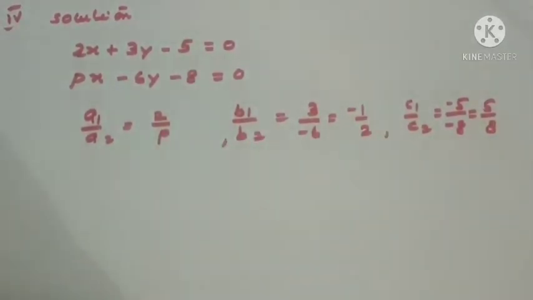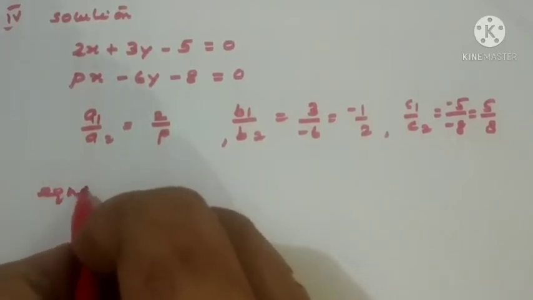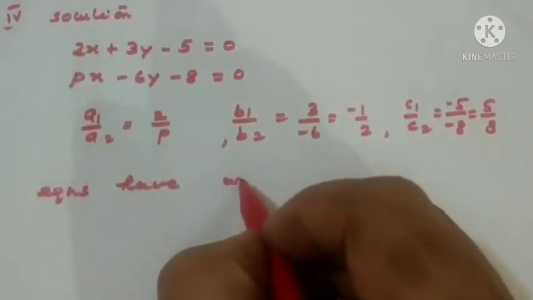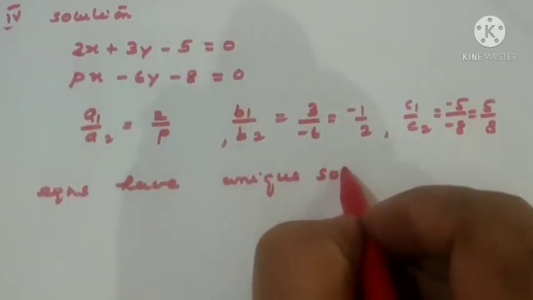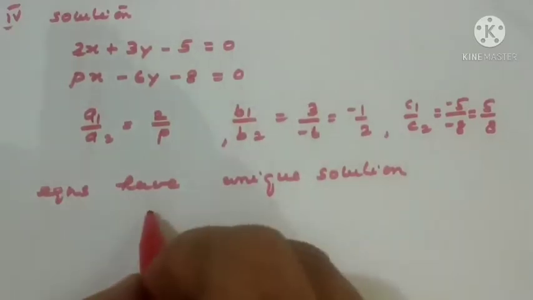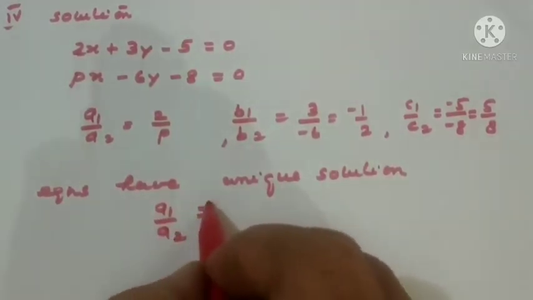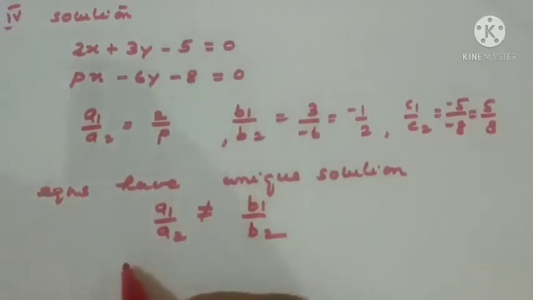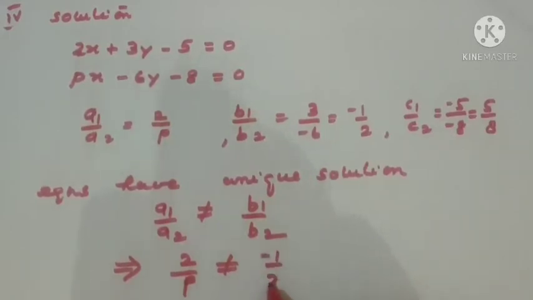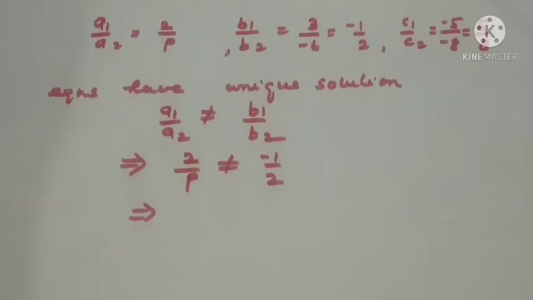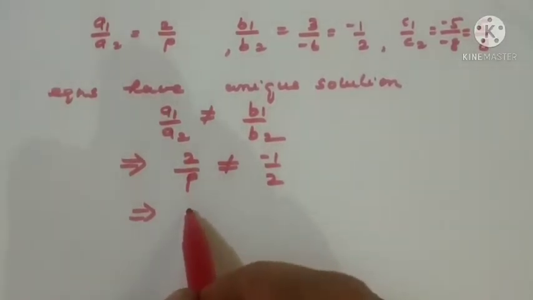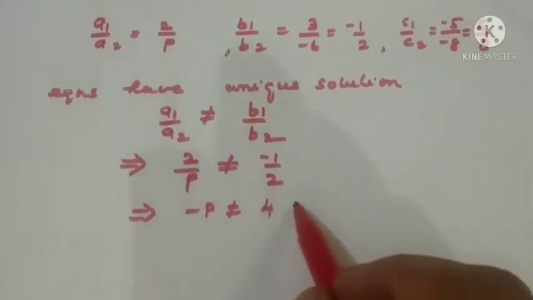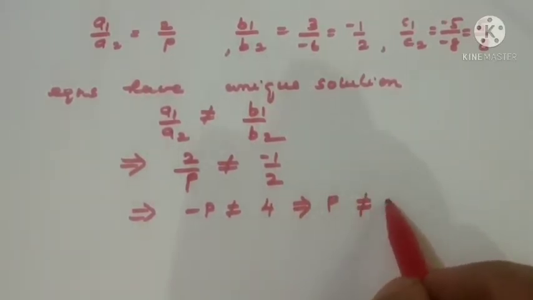It is given that the equations have a unique solution. So we should check only the first two ratios. What is the condition? a1 by a2 not equal to b1 by b2. Implies 2 by p not equal to minus 1 by 2. Cross multiply. Minus p not equal to 4, or we can say p not equal to minus 4.